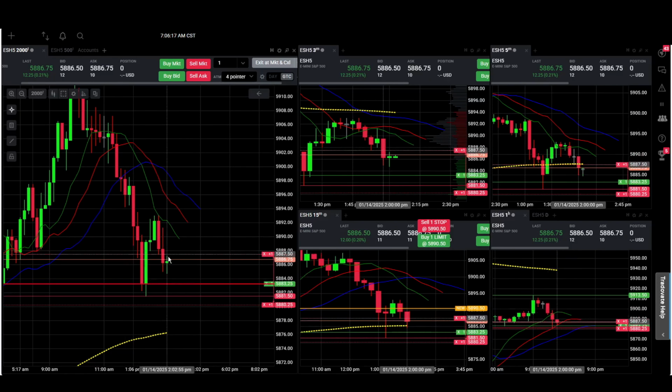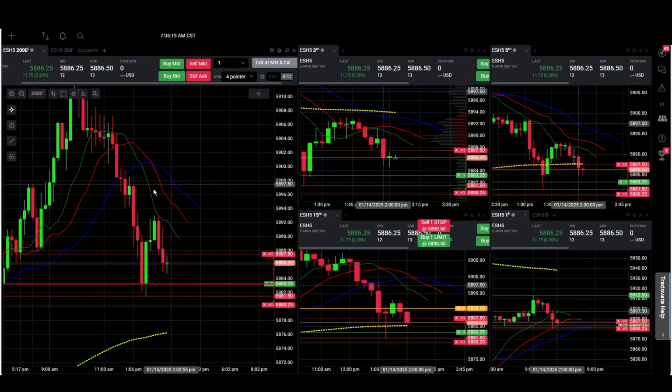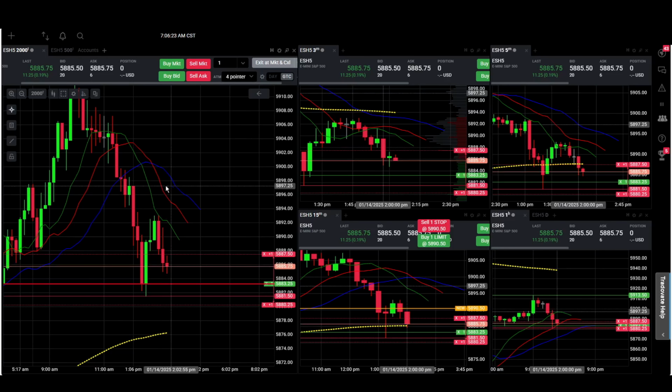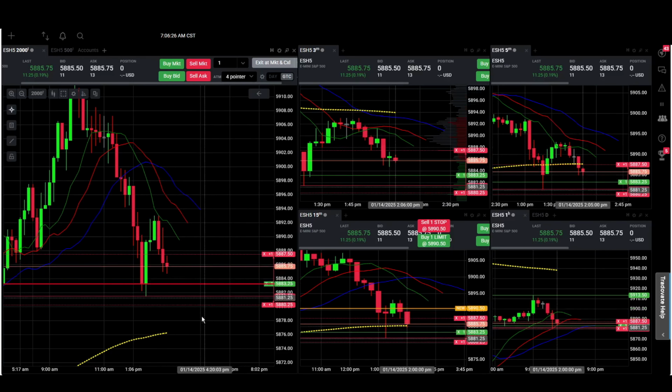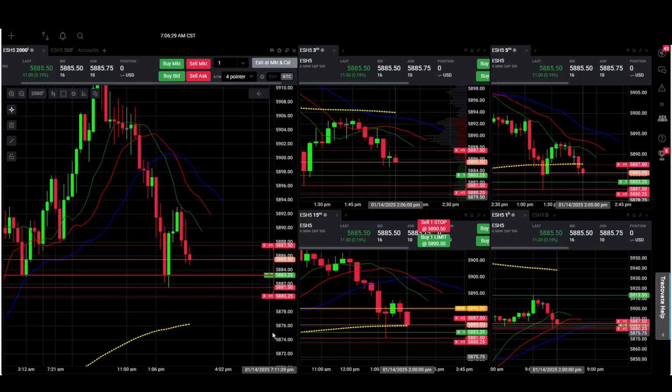So if we make a breakout strategy on the 2000 tick chart, I will go long there if this order does not get filled. So let's see what happens.